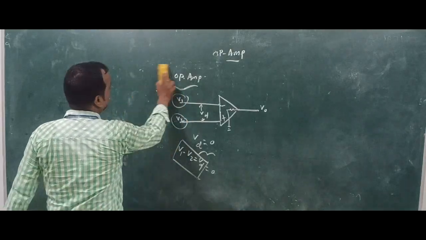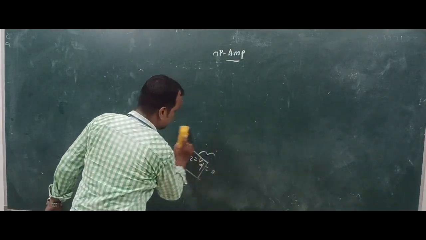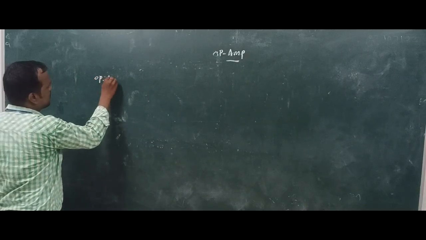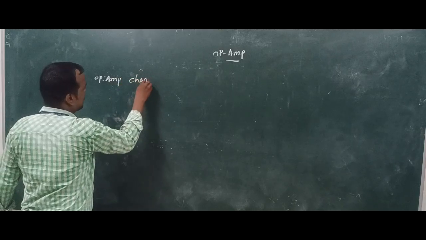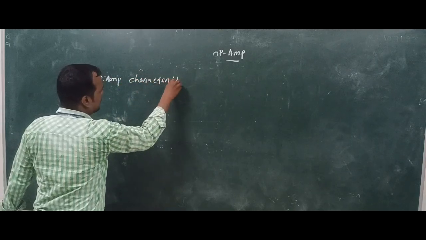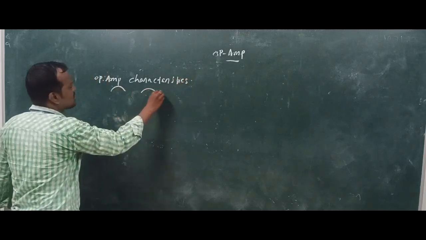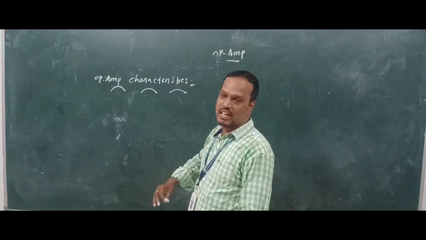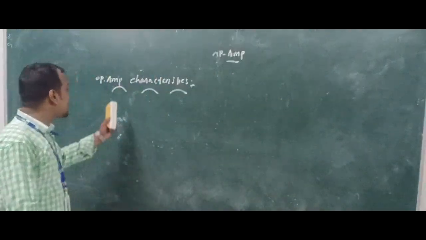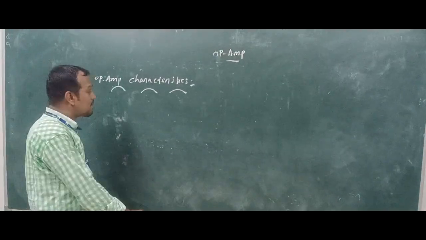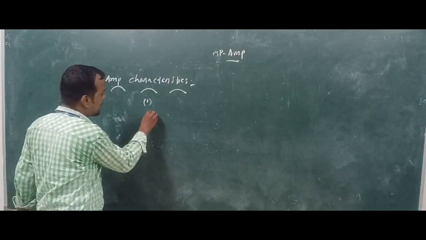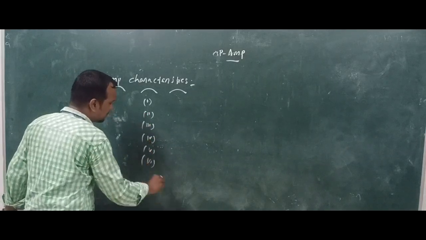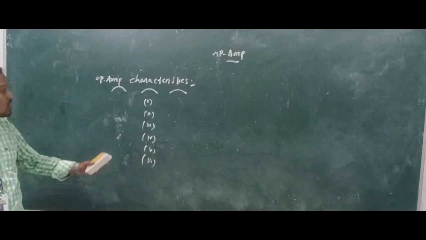Then next is the op-amp characteristics. Every electronic device has different characteristics. Like that, the op-amp also has characteristics. According to the characteristics, the op-amp performs its operation and application. So what are the characteristics? The op-amp has 6 characteristics. We will go through them one by one.